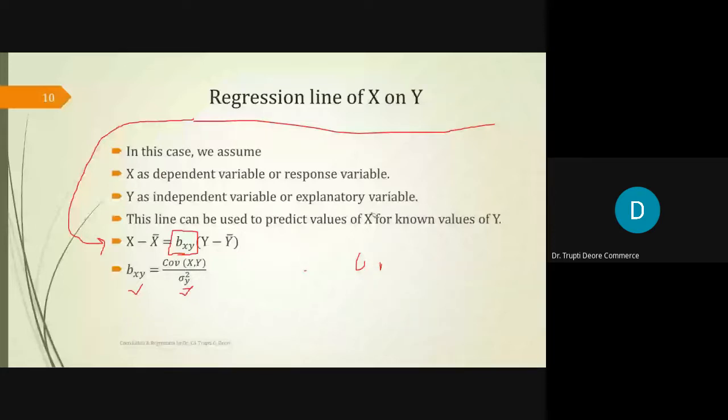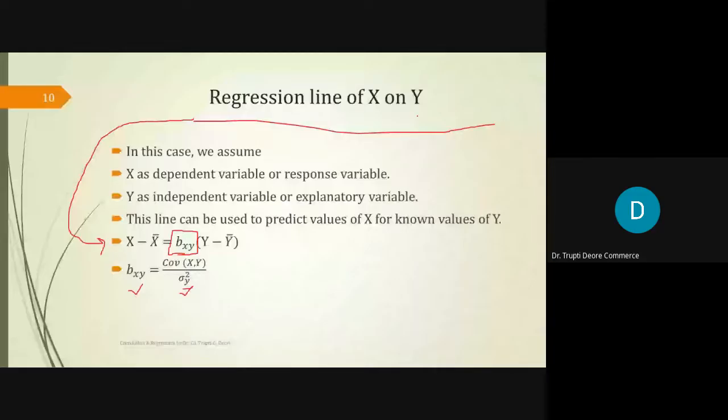The regression line x on y is used to calculate the value of x. You have to remember that if you want to find the value of x for a given value of y, you will use the regression line x on y. And if you want to find the value of y on the basis of the value of x, you will use the regression line of y on x.